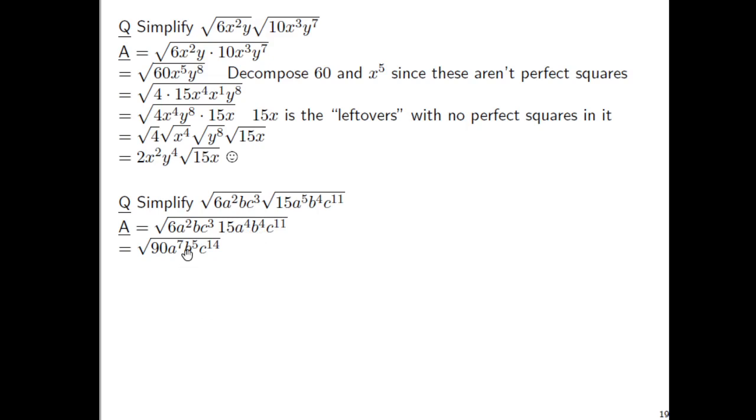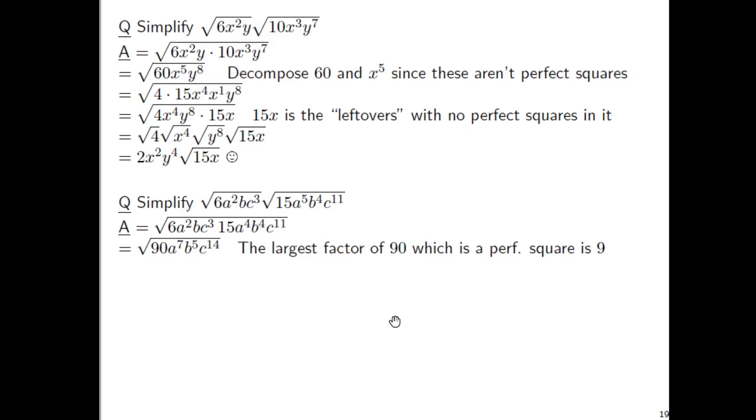B times b to the fourth is b to the fifth, and c to the third times c to the 11th is c to the 14th. Now, staring at this line that has root 90, a to the seventh, b to the fifth, c to the 14th, we should look at each of the pieces and go, is that a perfect square or not? C to the 14th is, but I think none of the other pieces are.